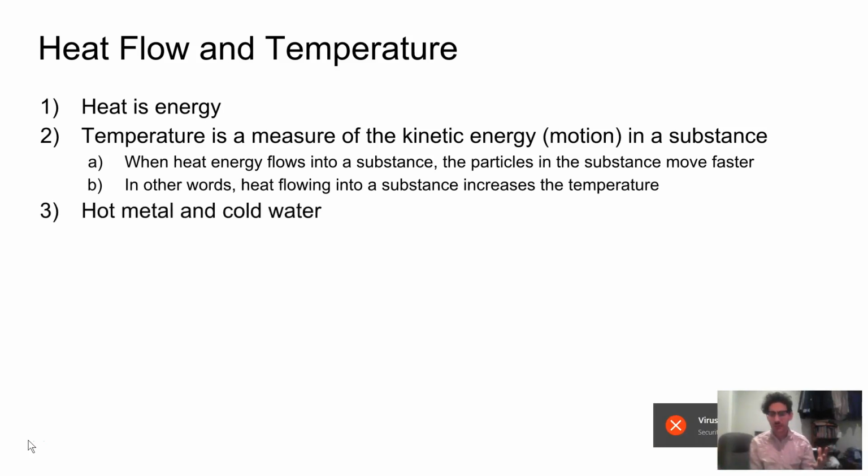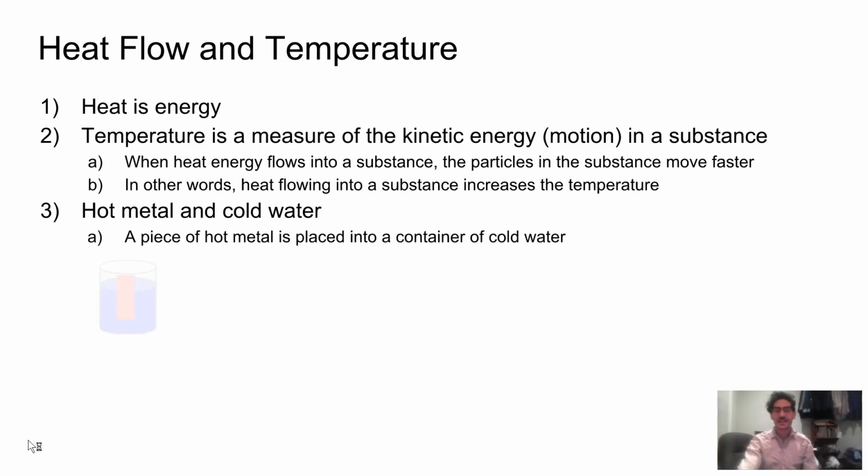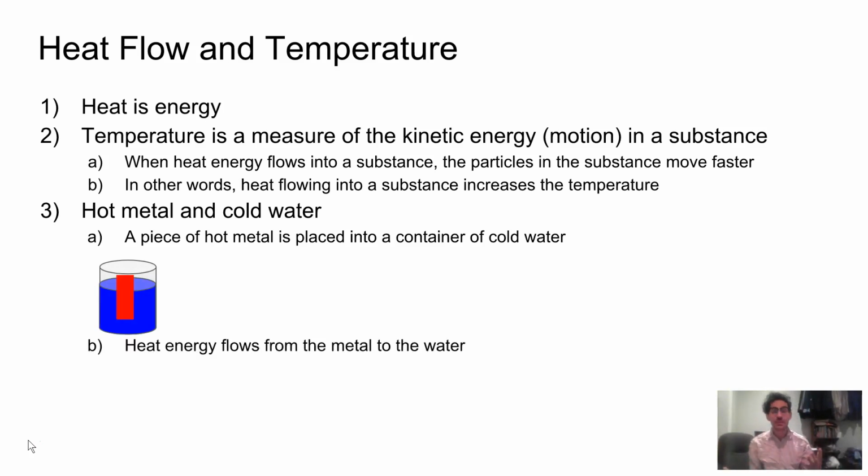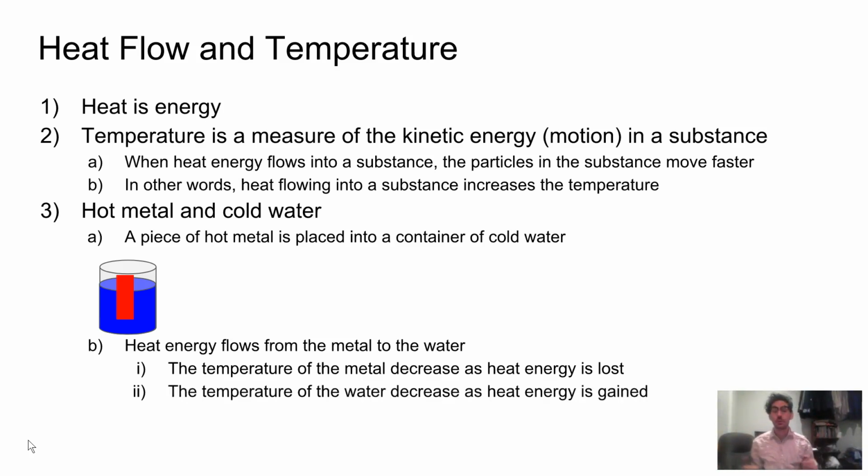So hot metal and cold water. Let's imagine we have a piece of hot metal and we place it into a container of cold water. Well, heat is going to flow from that hot metal into the water. This is going to cause the temperature of the metal to decrease as heat flows out of it. It's going to cause the temperature of the water to increase as the heat flows out of the metal and into that water. Here's our cooled down metal, and the water's the same color.